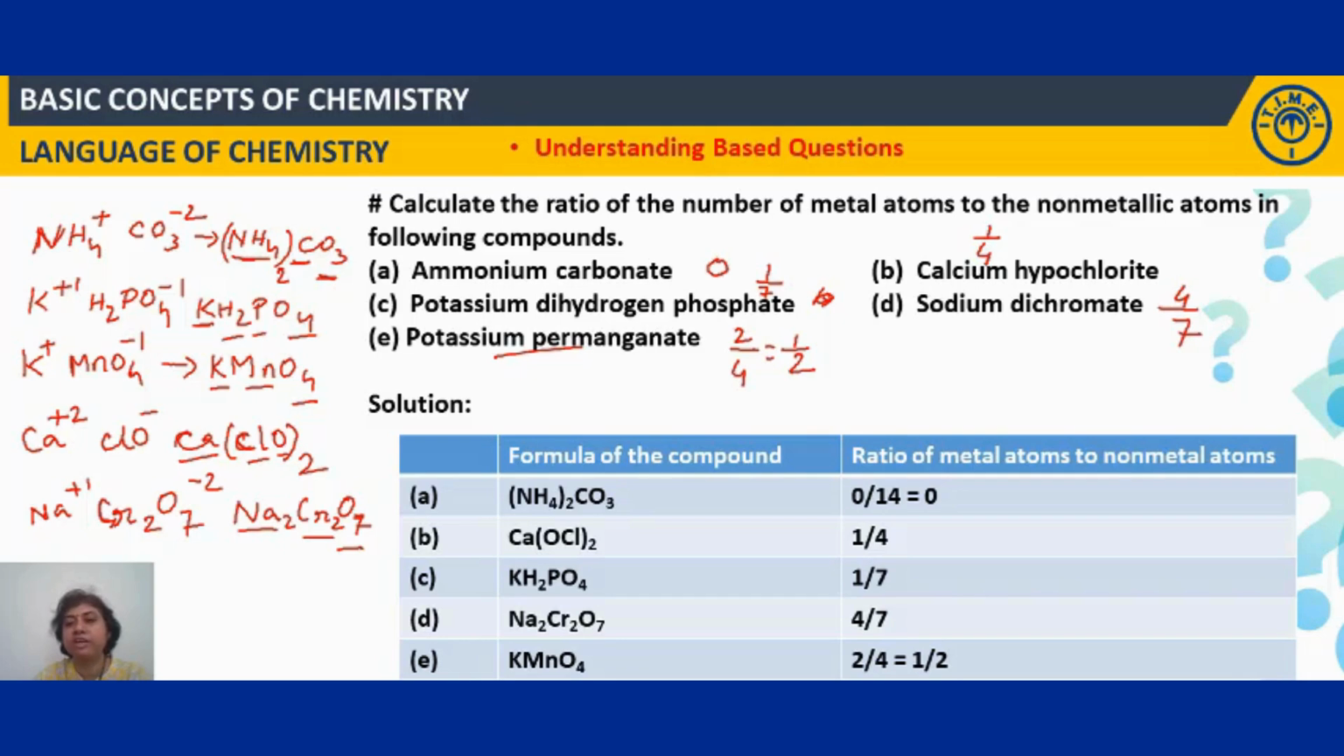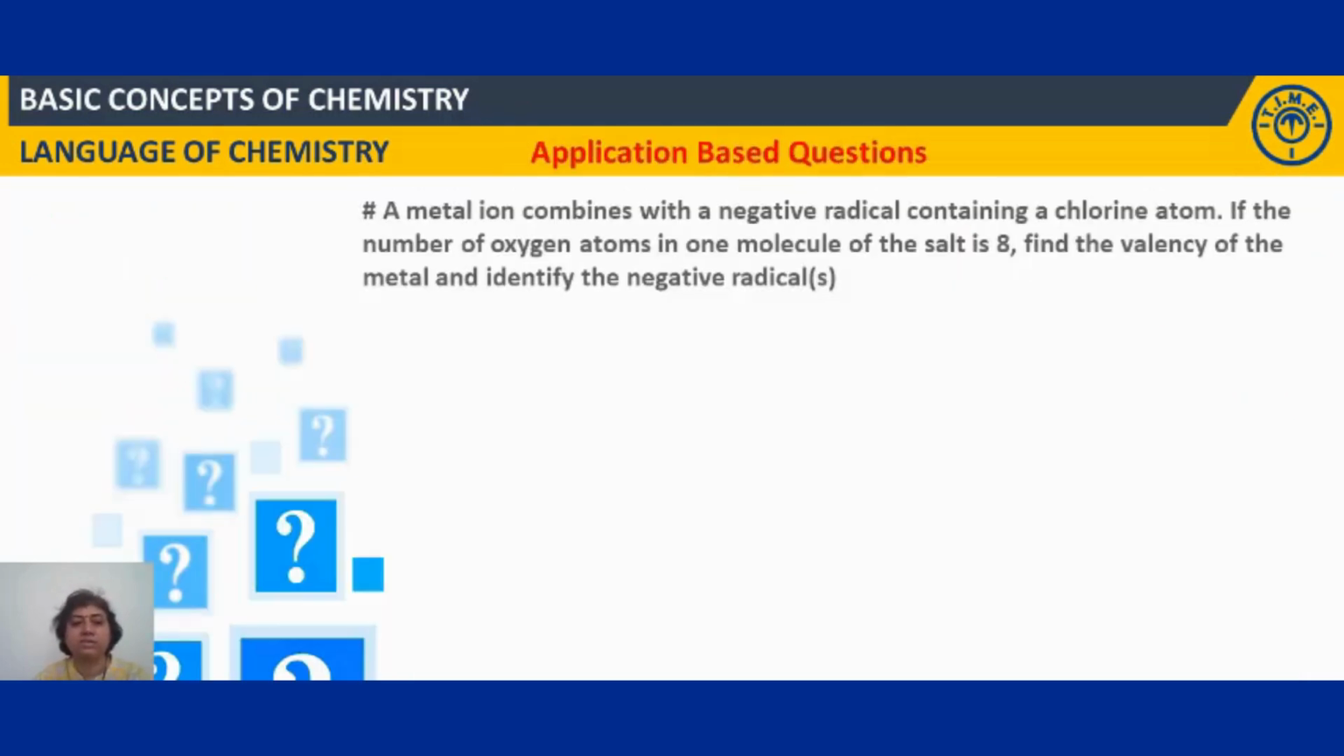Now we will start very challenging questions. Okay, first question: a metal ion combines with a negative radical containing a chlorine atom. Okay, so let's start. So metal atom, what is its valency? We do not know, so we'll write just M. Negative radical contains chlorine. What else is there? Let us see. If the number of oxygen atoms in one molecule of the salt is 8, find the valency of the metal and identify the negative radicals.